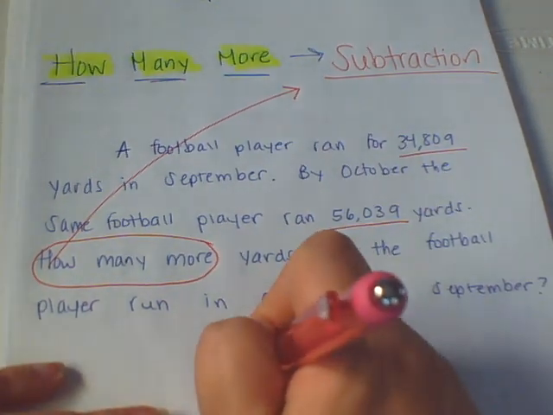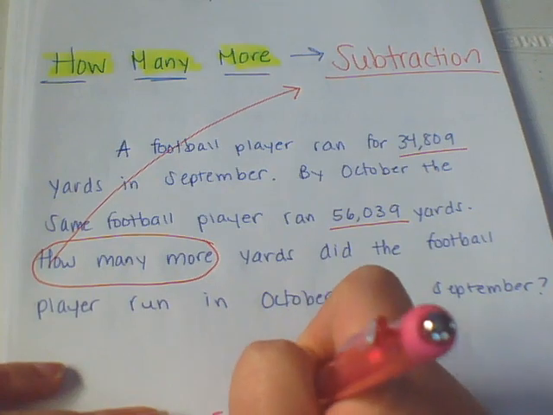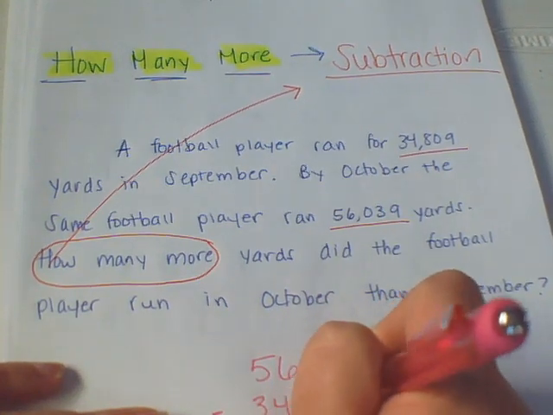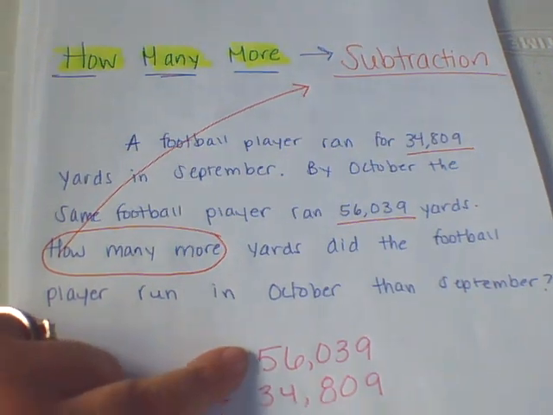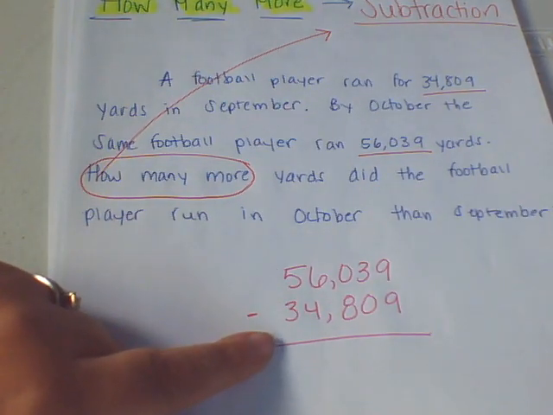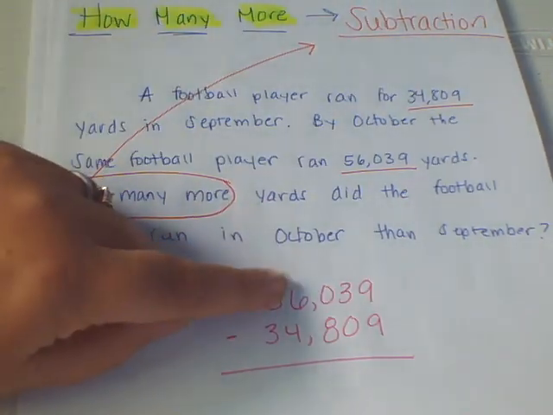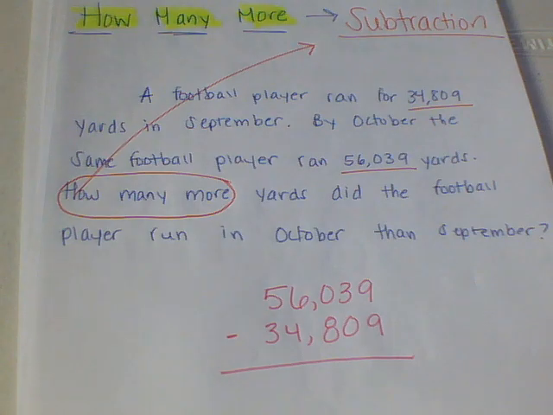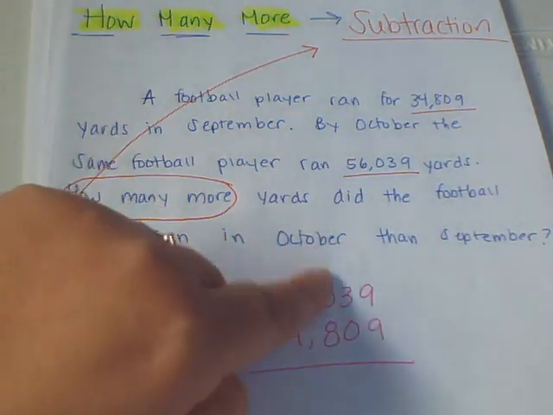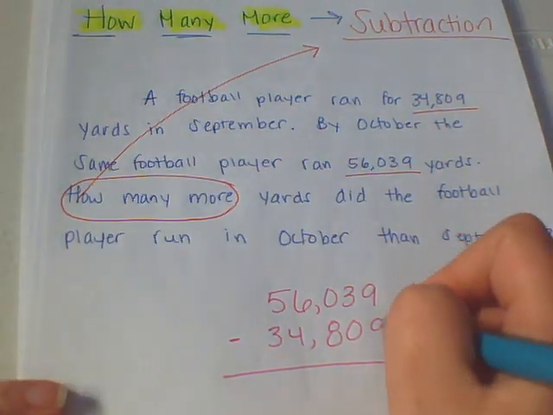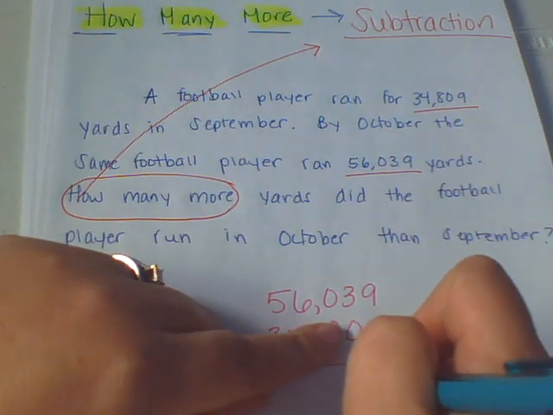So I'm going to put my bigger number on top minus my smaller number. Okay. I've got what the football player ran in October and what the football player ran in September. And I want to know how many more yards they ran in October. So I've got to do some subtraction. And you see I lined my place values up. 9 minus 9 is 0. 3 minus 0 is 3.